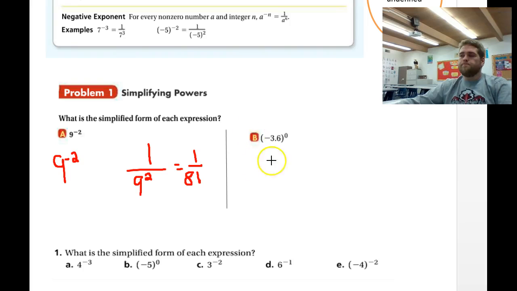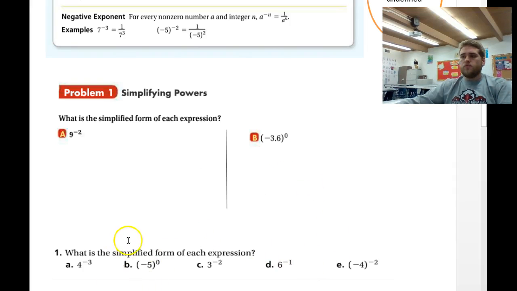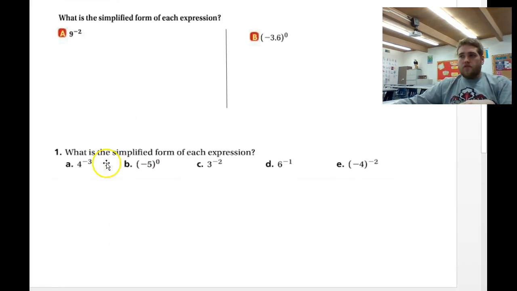Vice versa, okay? Now on B, we have negative 3.6 to the 0. Well, what is every single number in the world to the 0 power? That's always going to equal 1. Remember, no matter what the number is, it could be a billion, it could be 100 billion, it could be negative 2, it could be 6, whatever. X, whatever number it is, to the 0 power always equals 1. Okay? So we'll do a couple of these, then I'll leave a couple for you to do.